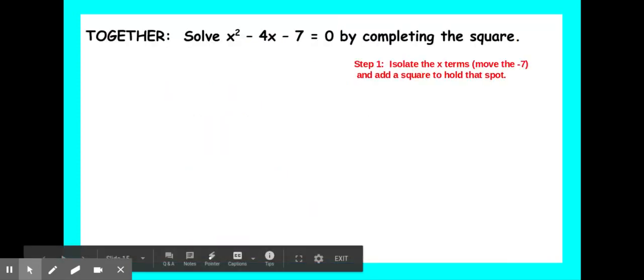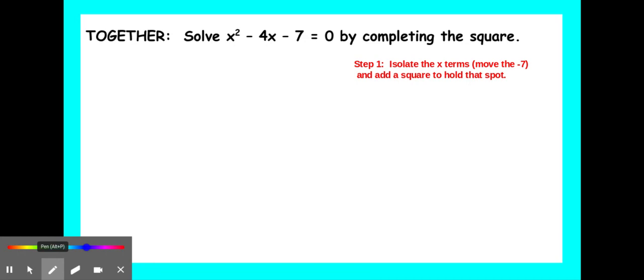So what we're going to do is we're going to look at example 1 where it says together solve x squared minus 4x minus 7. Now I gave you one that's not factorable like we checked before. And our first goal is to isolate the x terms. So that means move the 7. So how do we move the 7? Well, we're going to add 7 to both sides.